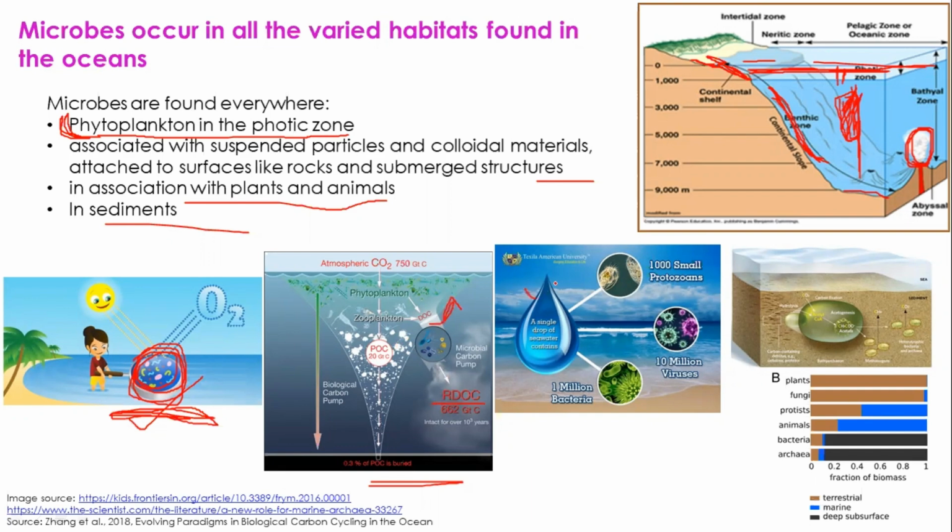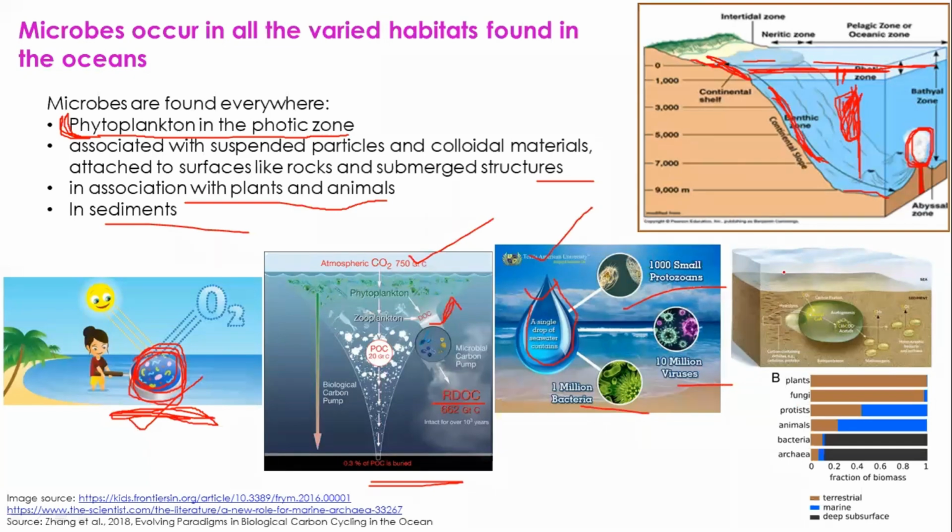So we can say that even in a single drop of seawater, there could be close to 1,000 small protozoans, there could be 10 million viruses, and there could be at least 1 million bacteria. So all the seawater is full of microbial life. So this is about the surface, this is about the water column, okay?